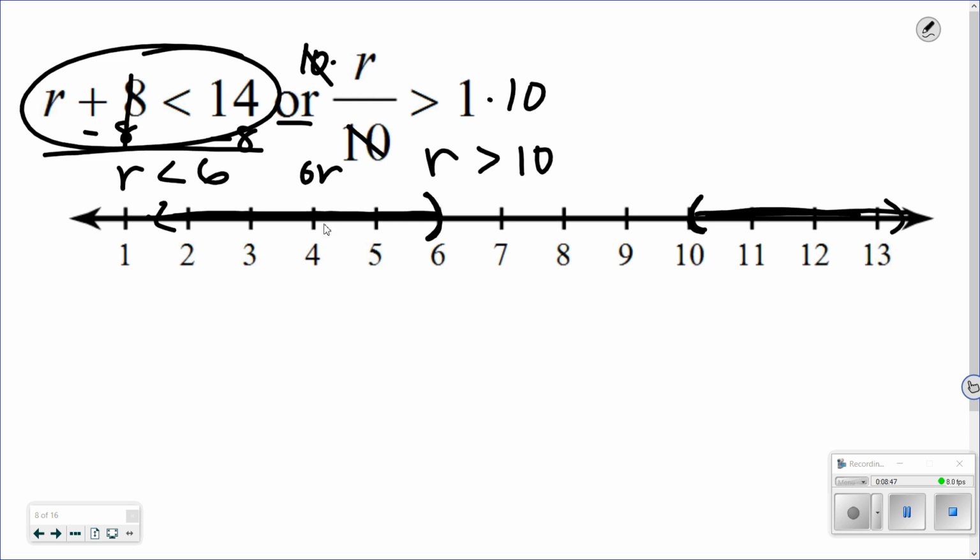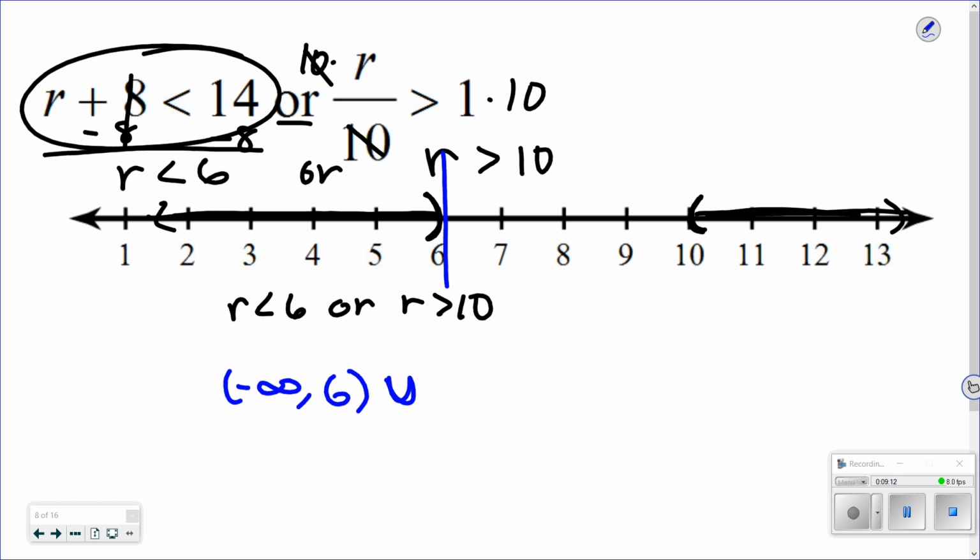If I'm writing the answer using inequality notation, I just leave it how it is. R is less than 6, or R is greater than 10. If I want to write it with interval notation, I start from the left. Over here on the left side, where does it start? Well, it goes to negative infinity. So negative infinity, comma, and go until I get to 6. That's where it stops. Union sign. And then it starts again at 10, and it goes to infinity.